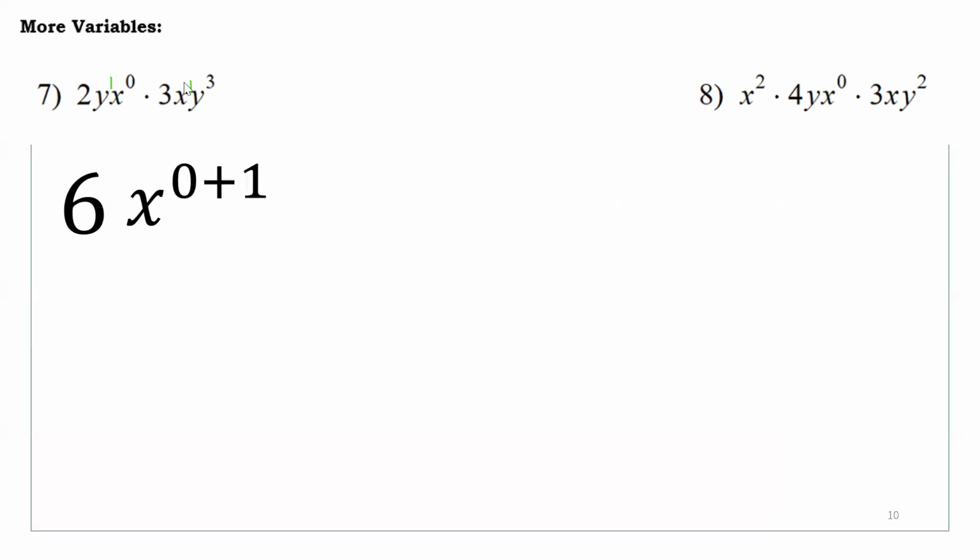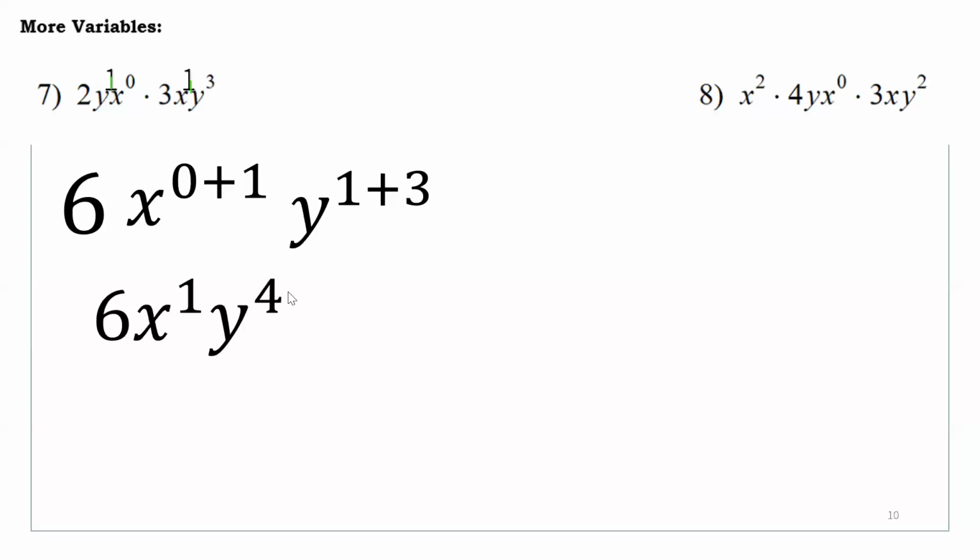And then we have y to the first, y to the third. So I can add those exponents. 0 plus 1 is 1. 1 plus 3 is 4. So the final answer on that is 6x to the first, y to the fourth.